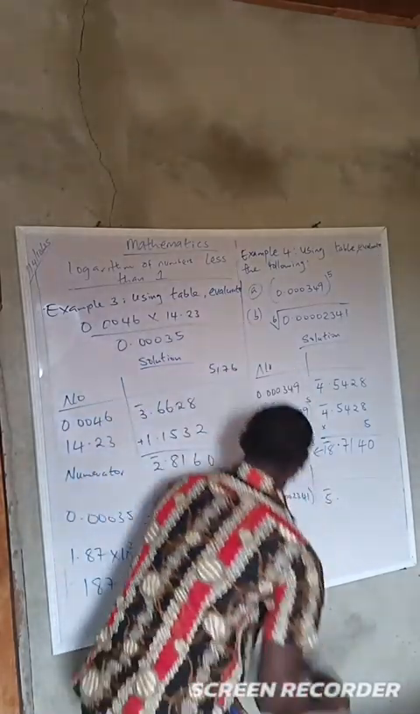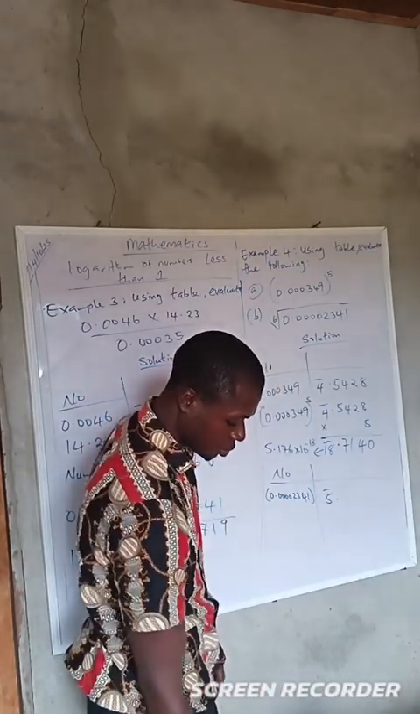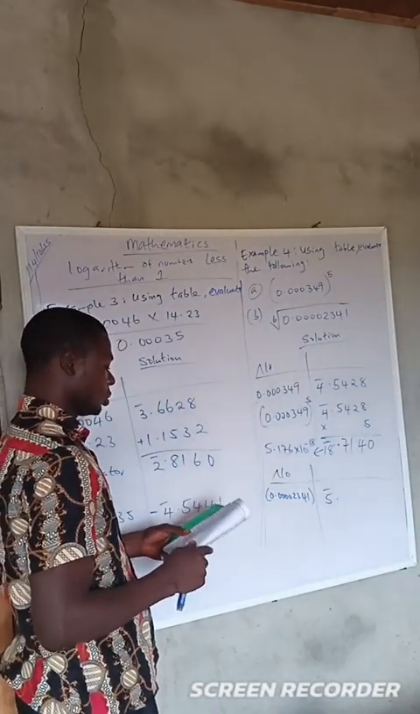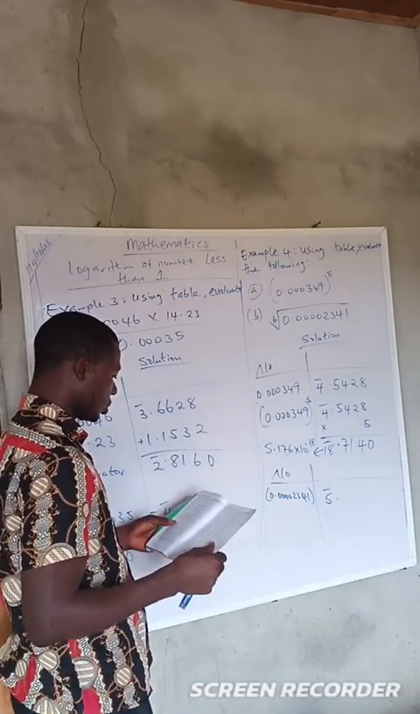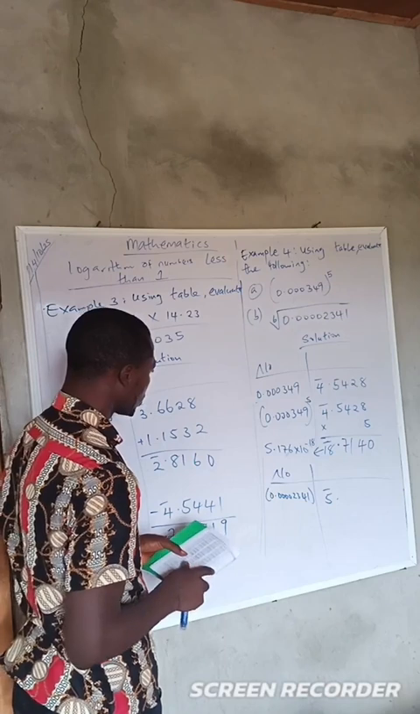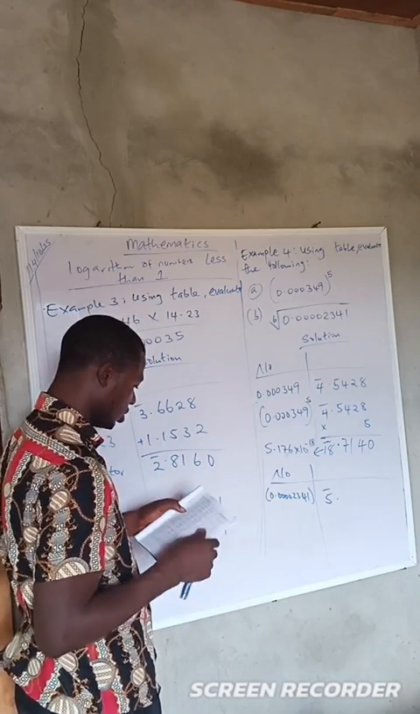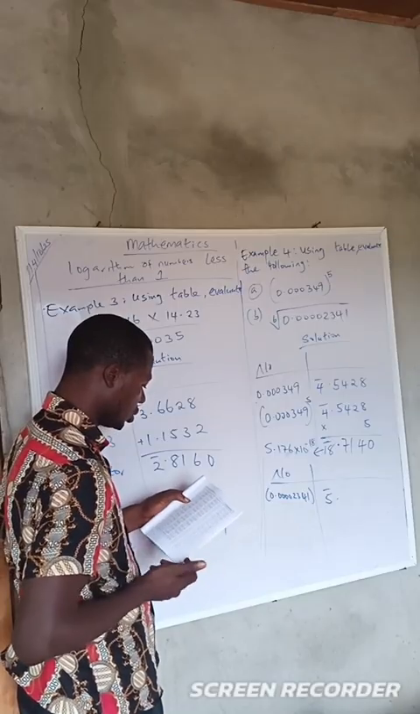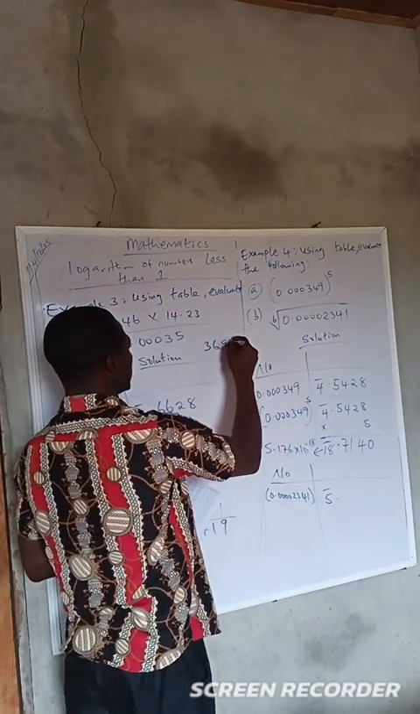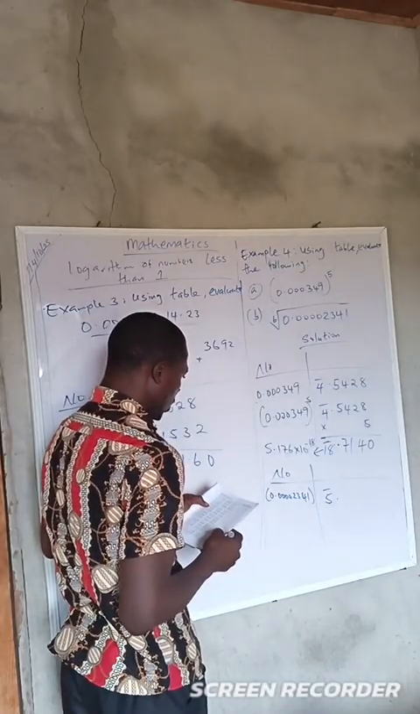23 under 4, difference 1. Ensure you are checking logarithm of numbers. 23 under 4 is 3692. 3692 plus difference 1.